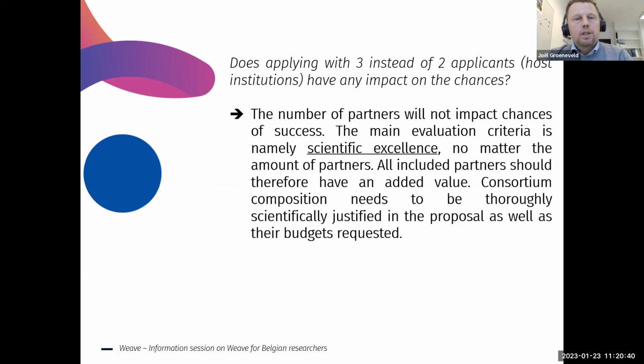Does applying with 3 instead of 2 applicants have any impact on the chances? So the number of partners will not impact chances of success. The main evaluation criterion is namely scientific excellence. That is why it is possible to be in direct competition with all the other proposals submitted in a call, because the evaluation criteria do not differ. So no matter what, all included partners should have an added value, and the consortium composition needs to be thought through and justified scientifically, as well as in the budgets that are requested.